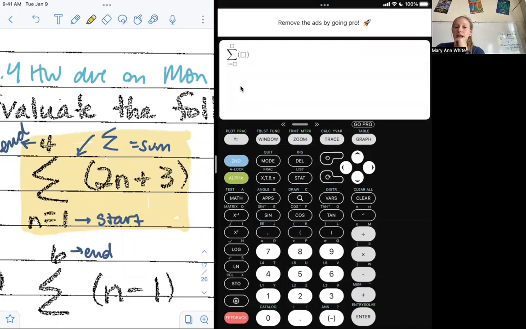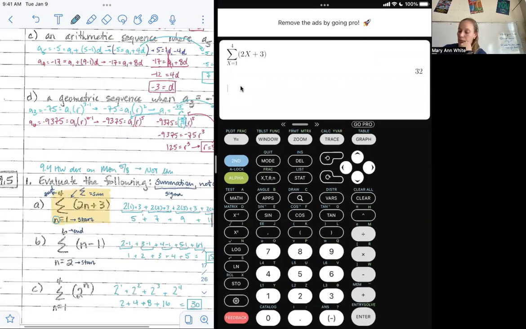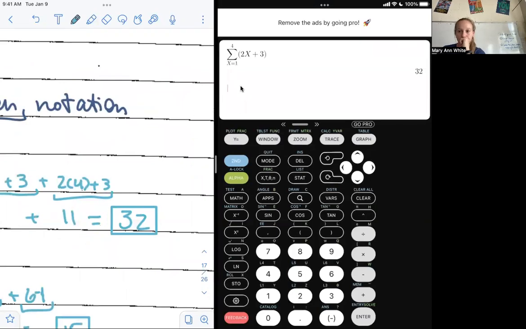But when you press that, it gives you the opportunity to plug things into all the pieces. The only thing is we don't really type N on our calculator. So instead of N, I'm just going to type X, which is that variable button that we press often when we're graphing. I'm going to say X, I'm going to say 1, and then it feeds me to the number up top. So I'm going to write 4 because that's where we're ending. And then I'm going to put my expression in there, 2x plus 3. Press enter, and it gives us 32, which is exactly what we got when we did it by hand.